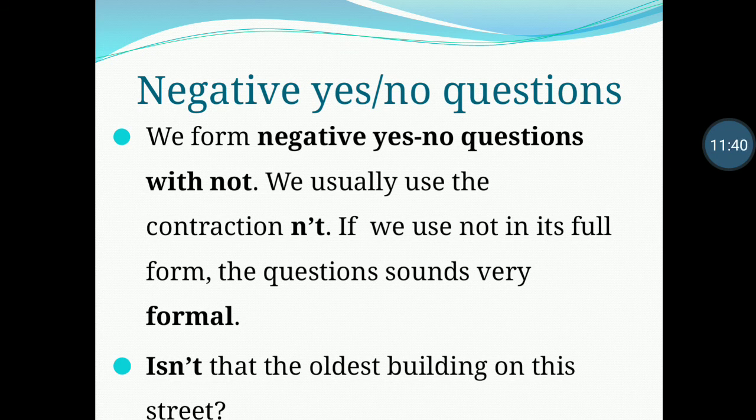We frame negative yes or no questions with not. When we frame negative interrogative questions, negative yes or no questions, if we use the word not, it sounds normal. But when we use the contracted form of not, it sounds informal. So if you use not in full form, that is a formal sentence. When you use not as a contracted form, that sounds informal. That question is informal.